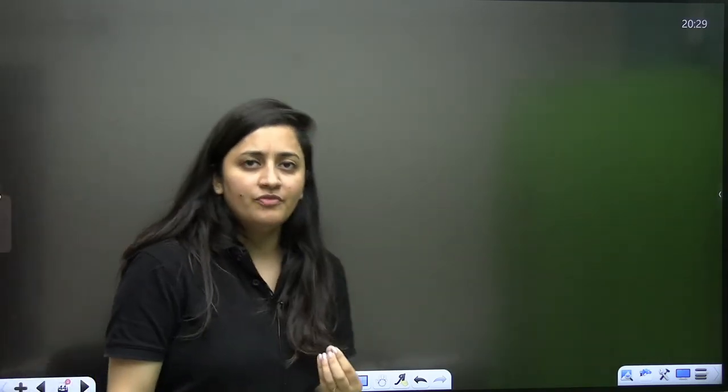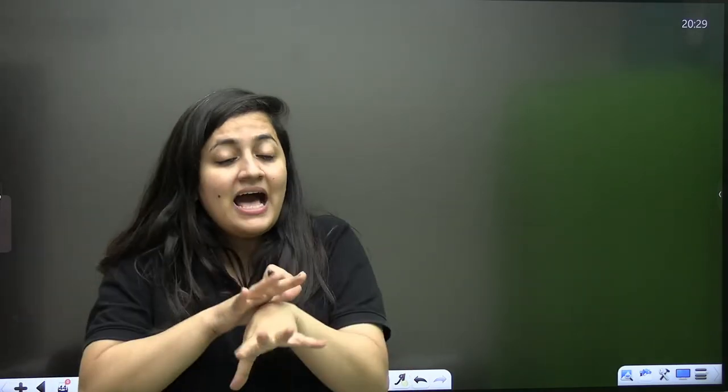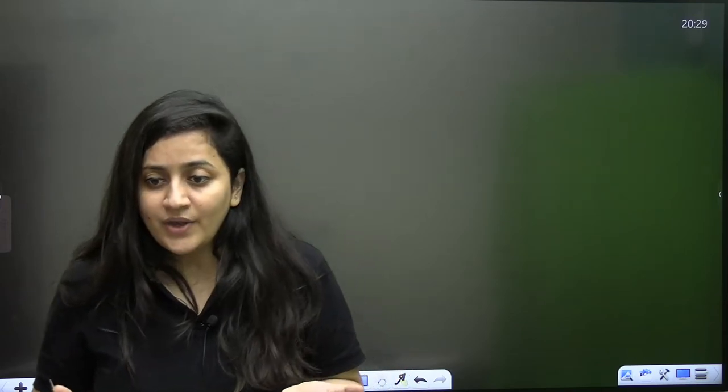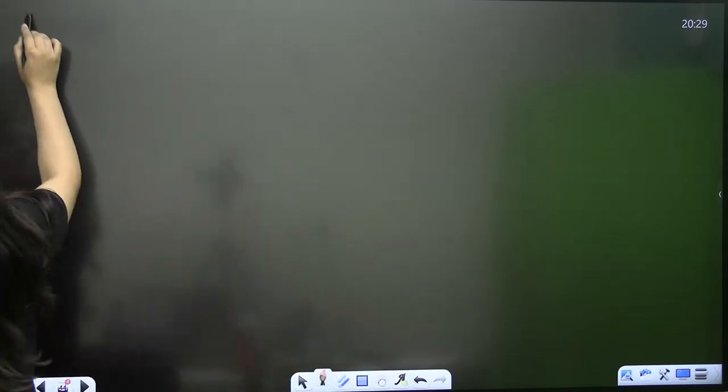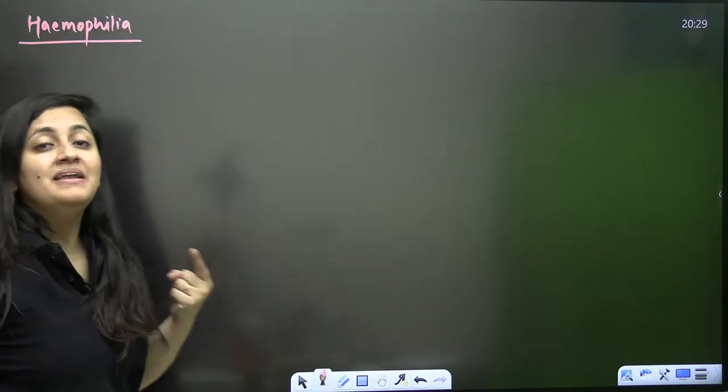So at the time of injury, what should be there? Obviously initially bleeding will be there, but we have to stop that. Otherwise, because of minor injuries, excessive blood loss will be there and a person can lose their life as well. The case of hemophilia, which is also known as Royal's disease, also known as Bleeder's disease.